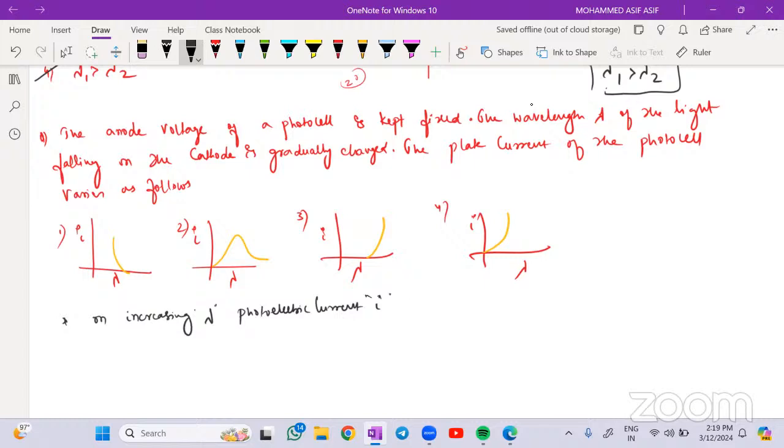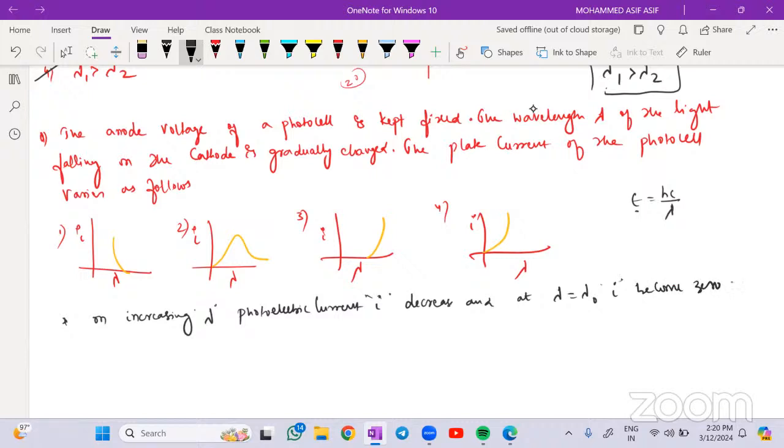Very good. Photoelectric current decreases, not increases. Because E is equal to hc divided by lambda, isn't it? If wavelength is increased, energy will decrease. If energy is decreasing, the number of photoelectrons coming out will also decrease. This is dual nature. On increasing the wavelength, photoelectric current decreases. And at a particular wavelength, lambda equals lambda naught, the current I becomes 0.